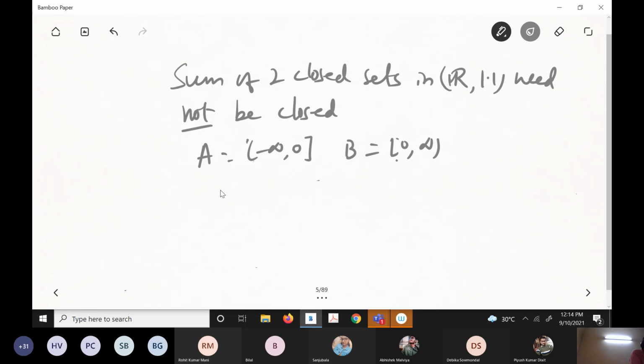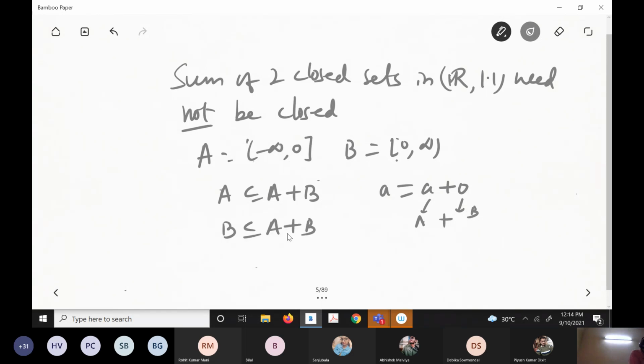Now, since 0 is there, look, A will be contained in A plus B, because any element of A you can write as a plus 0, where 0 belongs to B and a belongs to A. Understood? So this belongs to A plus B. Similarly, B is contained in A plus B, so A union B is contained in A plus B. Of course, A plus B is a subset of R. What is A union B? It is R. So R is closed, the whole thing. So this is not a counter example.